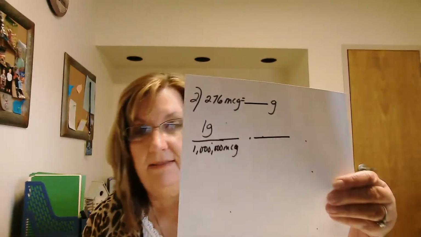So what did I say first? We would always put on top what we're looking for. So what are we looking for? We're looking for grams. So it'll be 1 gram to, and then we put this over 1 million micrograms. And then this is how you would write that.